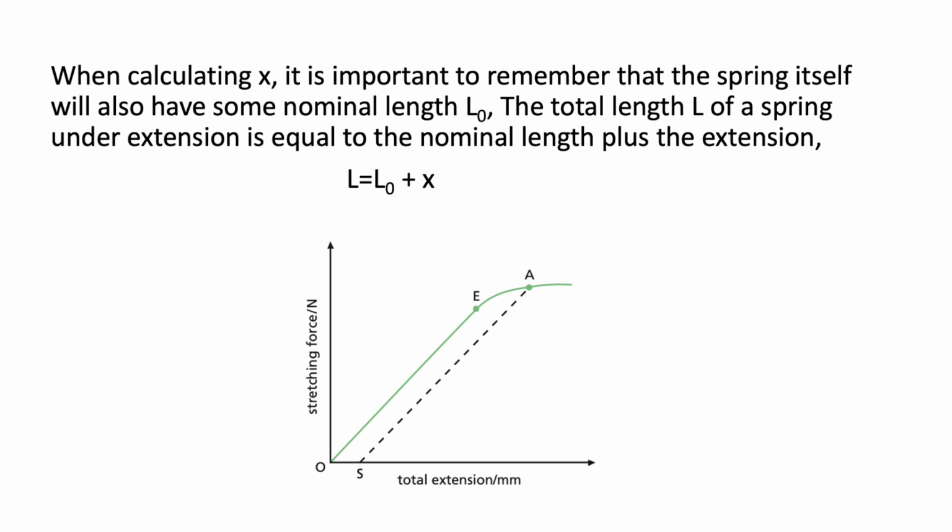We can see the graph showing stretching force along the y-axis and total extension along the x-axis. From 0 to E, it is directly proportional. That is, it is within the elastic limit. After the point E, even without adding much force, the extension is happening, and at the point A, it completely loses the elastic nature. It may either break or it will lose the elastic property.